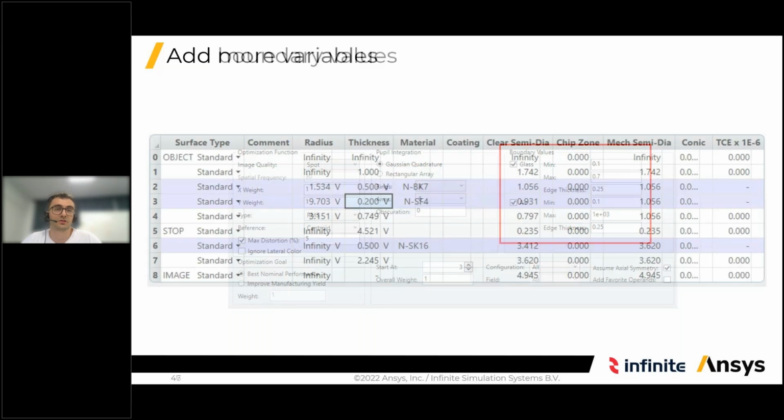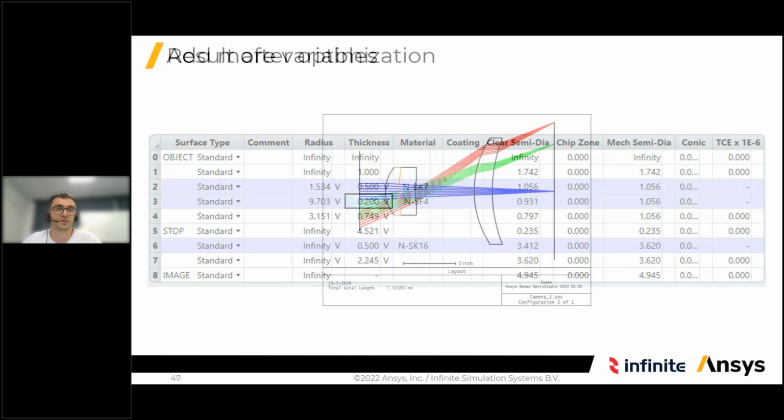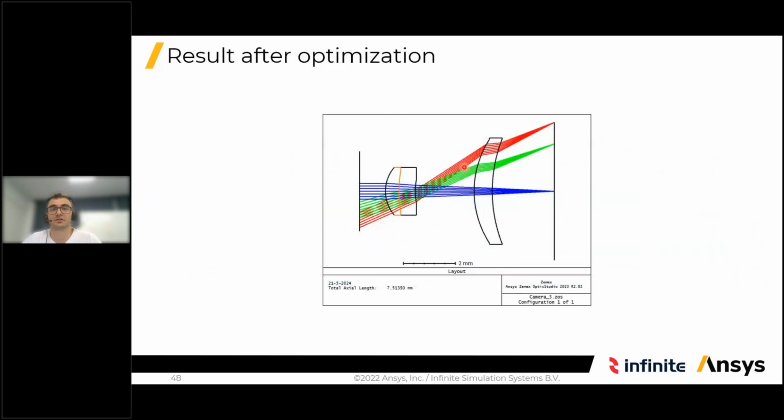And also what we are going to do is add more variables to our system. So the more variables we have in our system, the easier it is for our optimizer to find an optimal solution, even though it will take a longer time now. And this is what our design looks like after optimization. It has changed drastically, but that is okay. That is good.